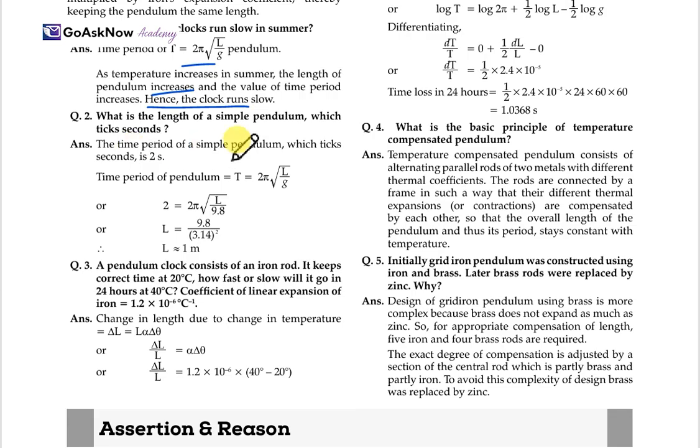Now, what is the length of the simple pendulum which ticks seconds? The time period of the simple pendulum which ticks seconds is 2 seconds. With the help of this value, we can calculate using T is equal to 2 pi square root of L by g. So, here we get the length is equal to 1 meter.